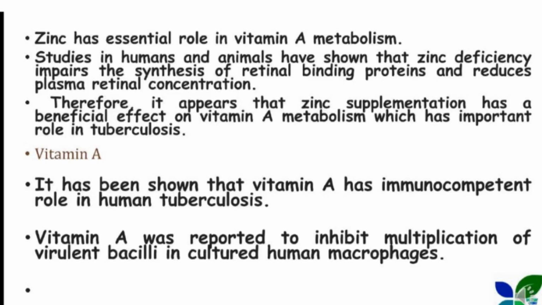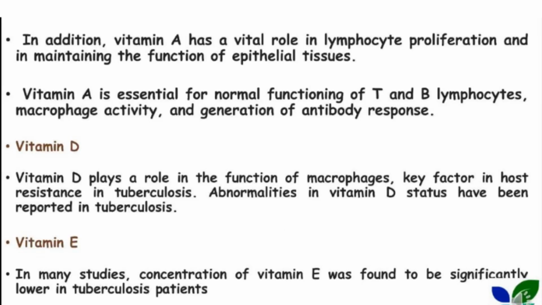Vitamin A. It has been shown that vitamin A has an immunocompetent role in human tuberculosis. Vitamin A was reported to inhibit multiplication of virulent bacilli in cultured human macrophages. In addition, vitamin A has a vital role in lymphocyte proliferation and maintaining the function of epithelial tissues. Vitamin A is essential for normal functioning of T and B lymphocytes, macrophage activity, and generation of antibody response.